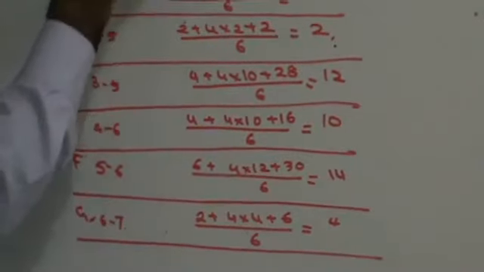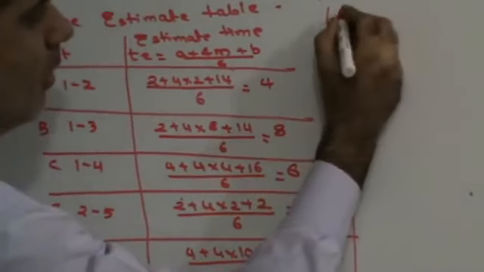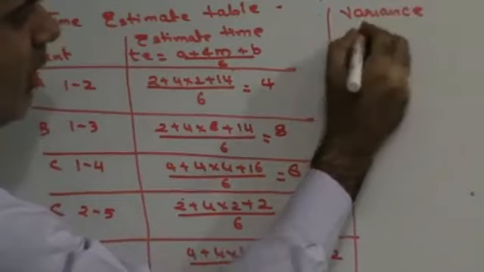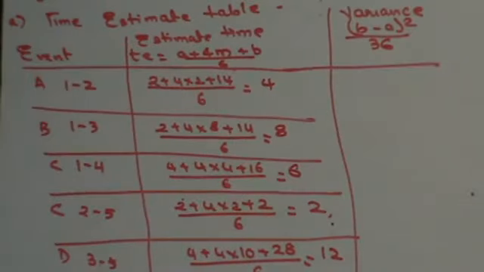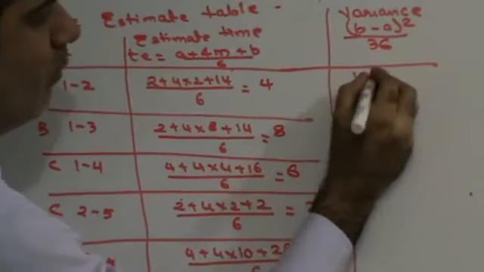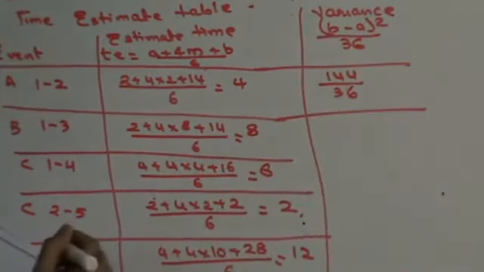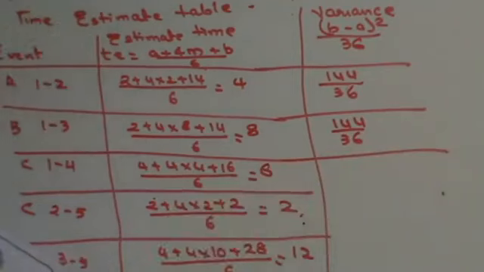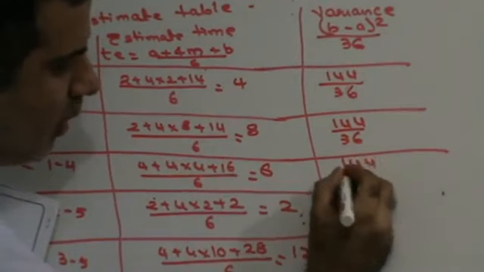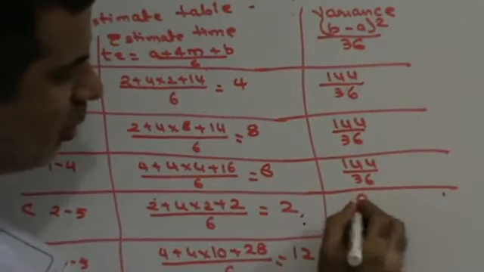So now I've got my estimated time. The next thing that I need to find out is variance. How do I get variance? Variance is (b minus a) the whole square upon 36. So 14 minus 2 is 12, 144 upon 36. Next, 14 minus 2, 12, so 144 upon 36. Next, 16 minus 4, 12, 144 upon 36. Next, 2 minus 2, 0 upon 36.